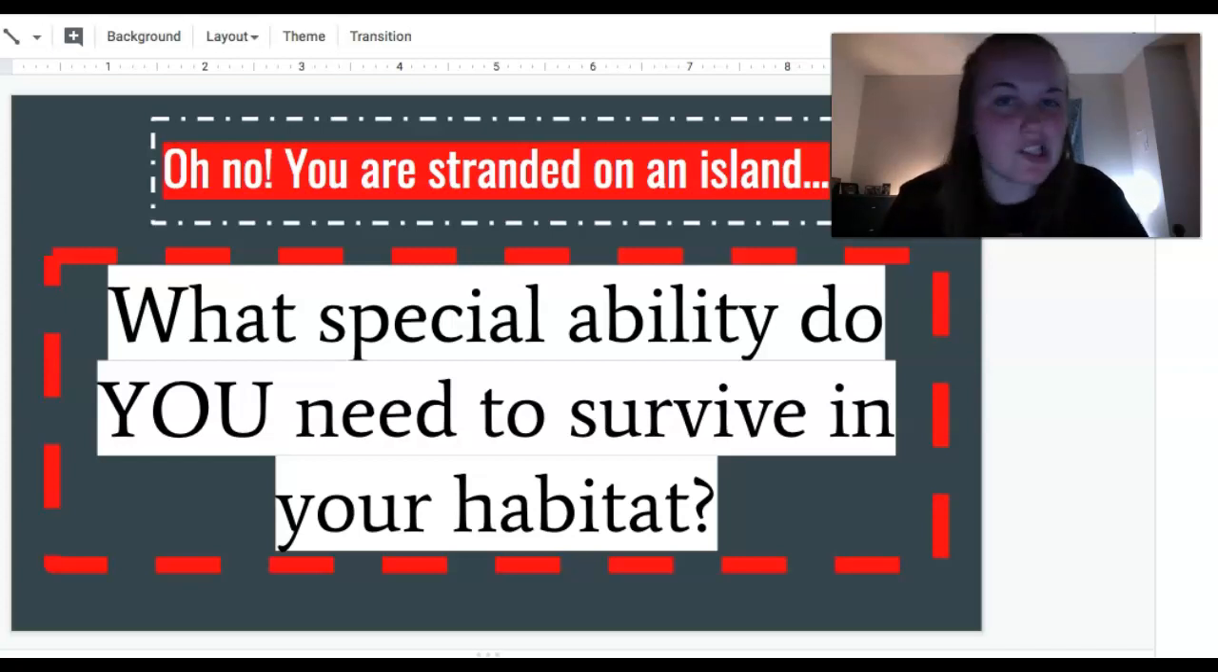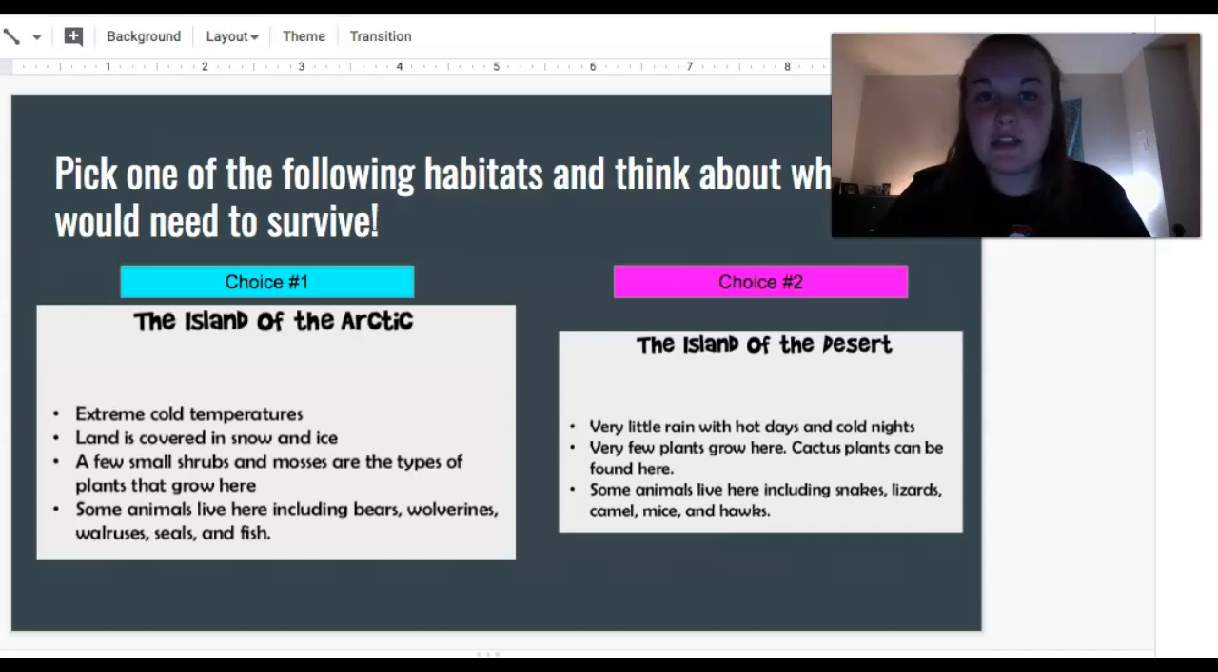So, we're going to start off our lesson today by being in a scenario. Here's your scenario. You are stranded on an island. What special ability do you need to survive in your habitat? Pick choice one or choice number two, and think about what you would need to survive. Write it down if you would like, but what one special ability would you want to survive either on the island of the Arctic or the island of the desert?